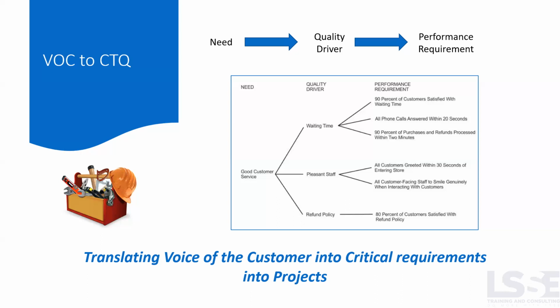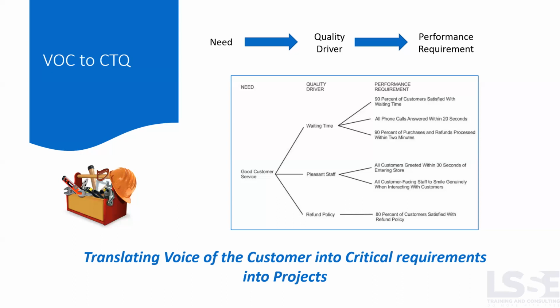And from that quality driver, you can drill down further to what could be the performance requirement. So it could be that one measure of waiting time will be 90% of your customers are satisfied with your waiting time. Because waiting time is inevitable, but to what extent are they really satisfied? So it might be that you can do a survey and let's say 90% are satisfied with your waiting time, then that's a good performance requirement. Or it could be that, from the customer perspective, they would want all phone calls to be answered within 20 seconds. That's a good measure.